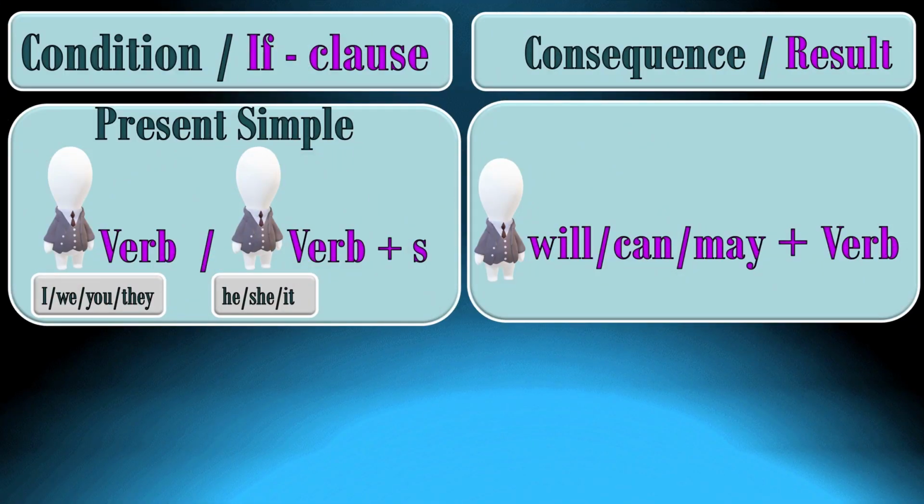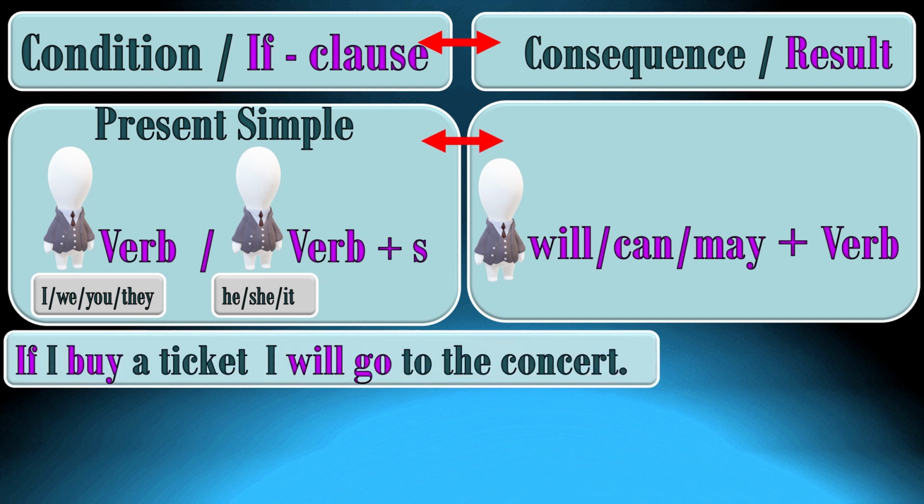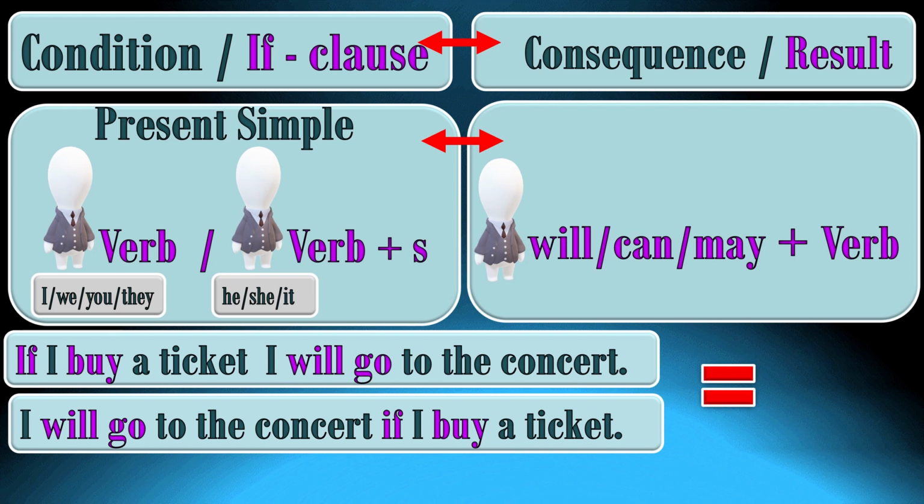Bear in mind that it's not really important which part you use first. You may start with a condition and finish a sentence with a consequence, or just start with a consequence and finish your sentence with a condition. If I buy a ticket, I will go to the concert. This sentence is equal to: I will go to the concert if I buy a ticket.